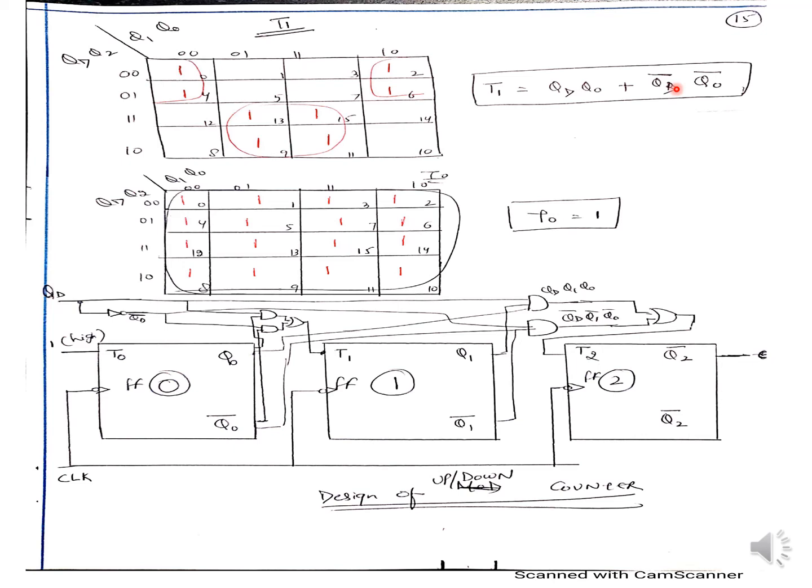and these are the two inputs, QD bar and Q0 bar. From here, Q0 bar. So connected with the NOT gate, OR gate, and then connected to the T1.